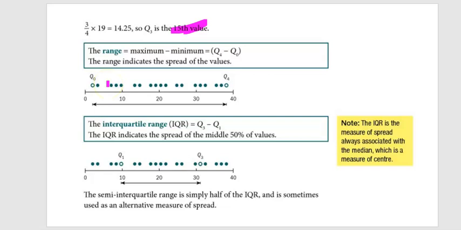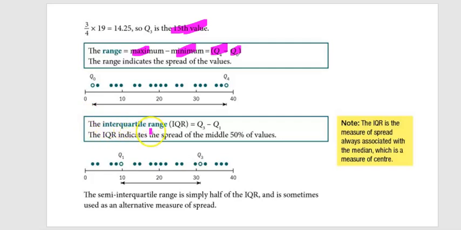We have also seen previously how we can find the range. It is the maximum minus the minimum, the highest value minus the lowest value. Our maximum is Q4 and our minimum is Q0. When we subtract these, we are able to find the range. The range indicates the spread of the values, or how scattered the data are.